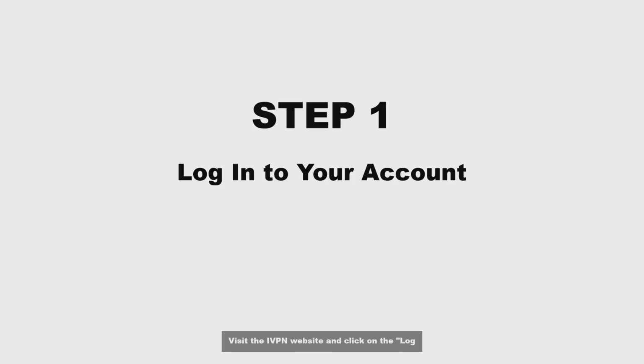To check your transaction history on IVPN, follow these simple steps. This guide will help you navigate through the process quickly and efficiently. Step 1. Log into your account. Visit the IVPN website and click on the Login button. Enter your credentials to access your account dashboard.